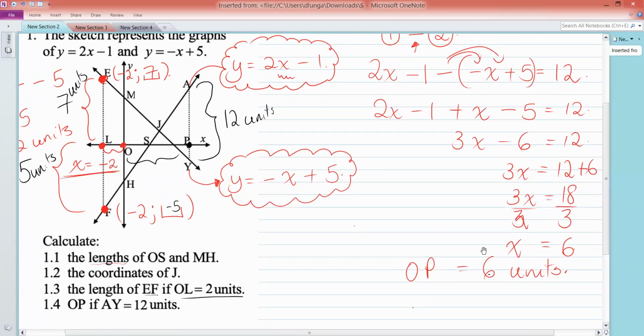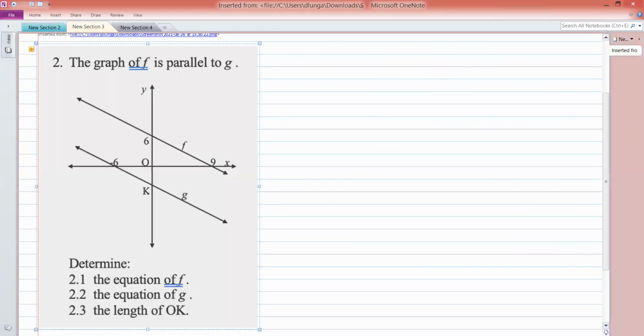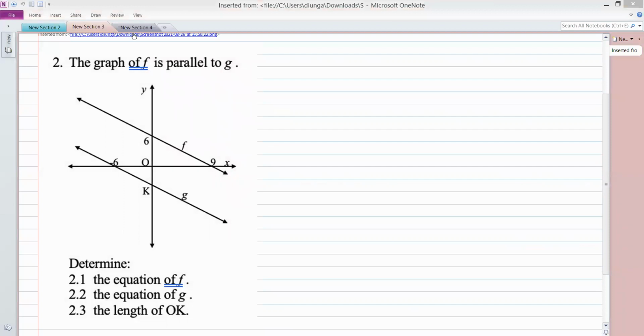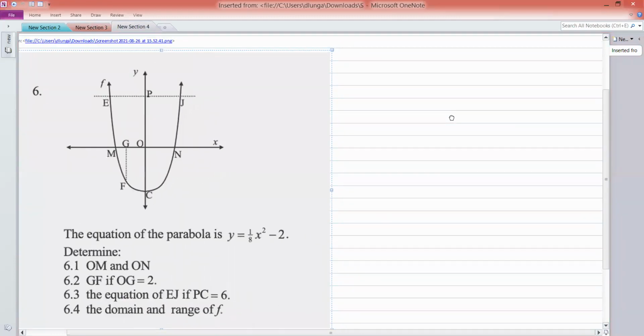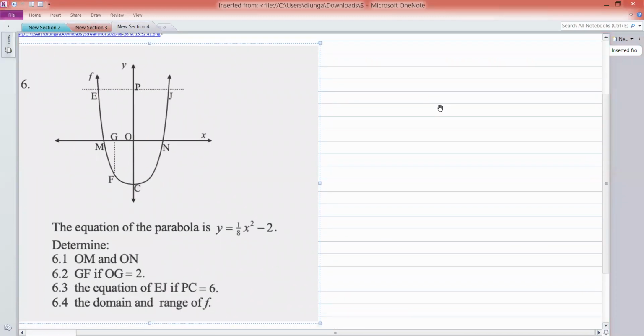Okay, let's go on to another question. Since we've done two straight lines, let's look at a, oopsie, I don't know why I did that. Sorry. Okay, here we go. Let's look at this one. This time we're dealing with a parabola.